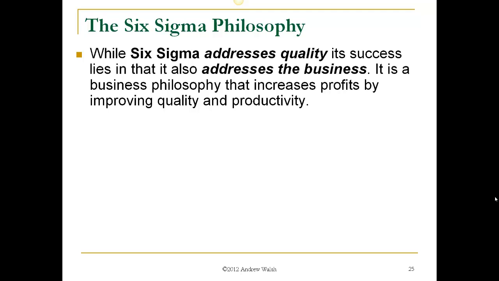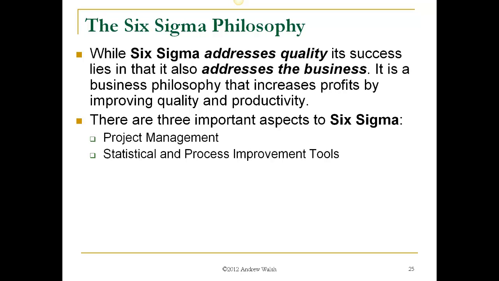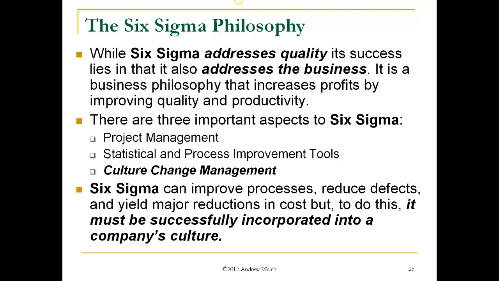While Six Sigma addresses quality, its success lies in that it also addresses the business. It is a business philosophy that increases profits by improving quality and productivity. There are 3 important aspects to Six Sigma: project management, statistical and process improvement tools, and culture change management. Notice that it is bolded and italicized. Very, very important. Six Sigma can improve processes, it can reduce defects, and it can yield major reductions in cost, but to do this, it must be successfully incorporated into a company's culture.